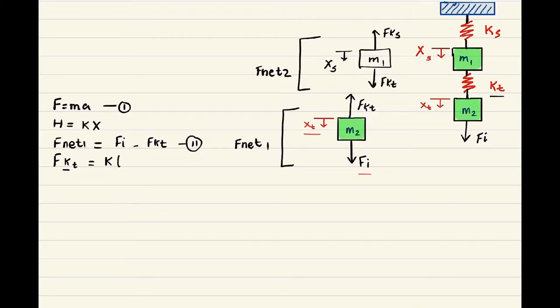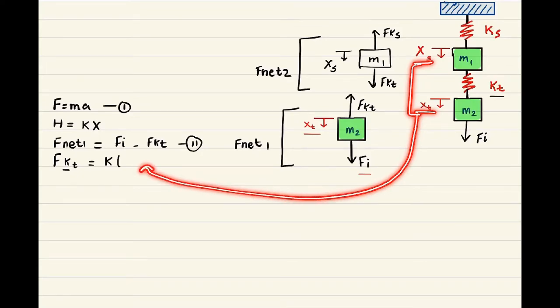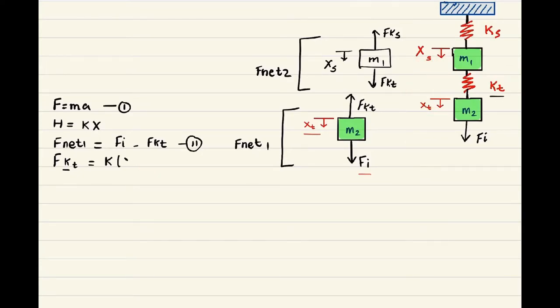Now for the m1, the spring is going to be displaced between this point and this point, which means we can simplify it this way: xt minus xs. So we are going to place both of these displacements here. So we are going to have xt minus xs, and let's give this equation number 3.